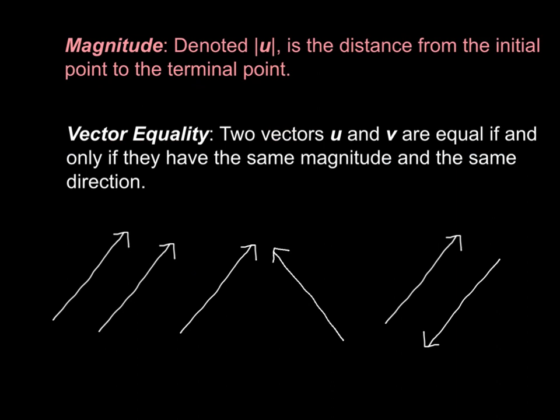Now, the next thing we have in terms of this is magnitude, and magnitude is the distance from the initial point to the terminal point. And it's denoted with an absolute value. You notice the bold type that I've used for u in this situation. This is the magnitude of vector u. Now, our book uses this notation.